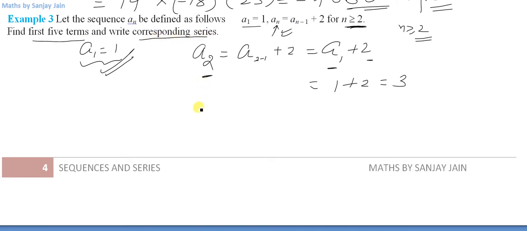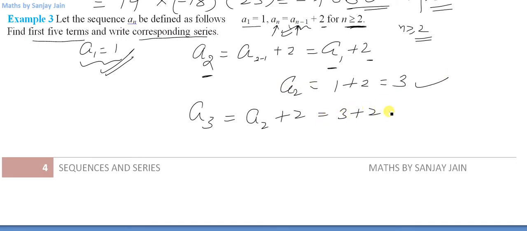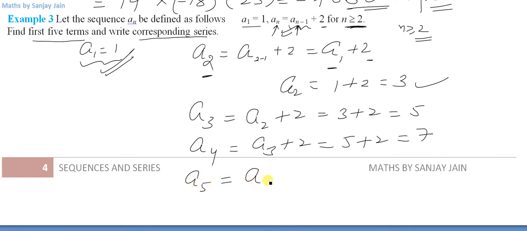So what will be the next term? a3. a3 will be equal to, if I replace n with 3 here, a2 plus 2. That means I'll replace, this was a2, right? So 3 plus 2, it is equal to 5. What about a4? It will be equal to a3 plus 2. So 5 plus 2 equals 7. And what about a5? It will be equal to a4 plus 2. That is 7 plus 2, 9.